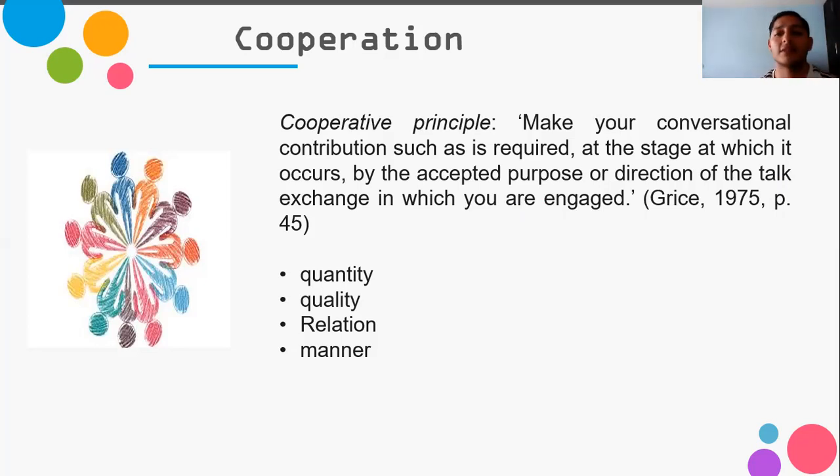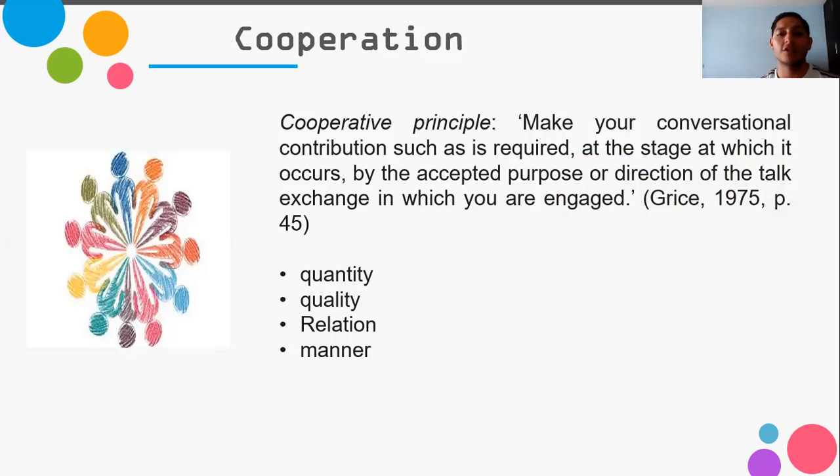Grice in 1975 listed four maxims that follow from the cooperative principle: quality, quantity, relation, and manner. The maxim of quantity requires you to make your contribution as informative as is required. The maxim of quality requires you not to say what you believe to be false or that for which you lack adequate evidence.